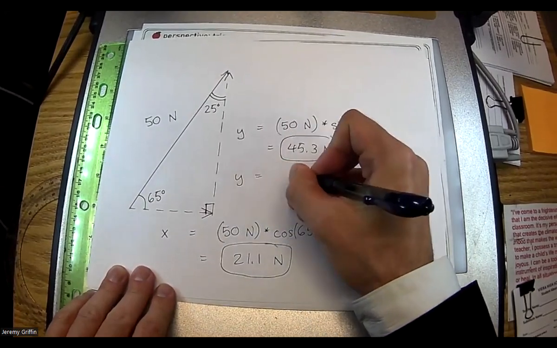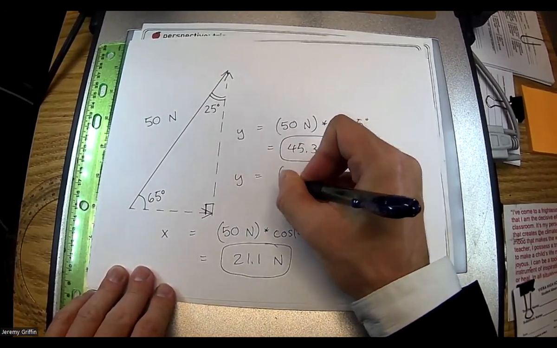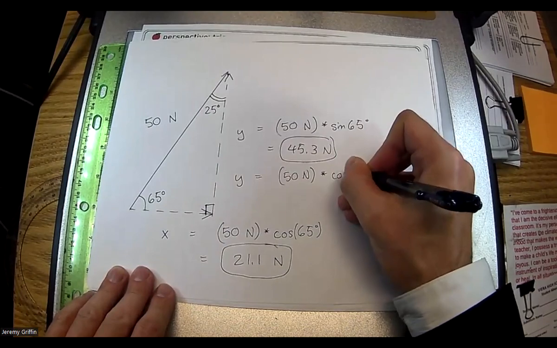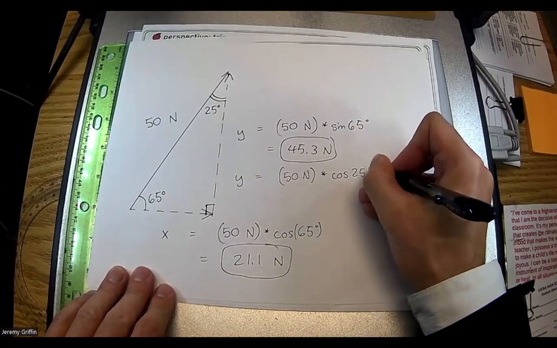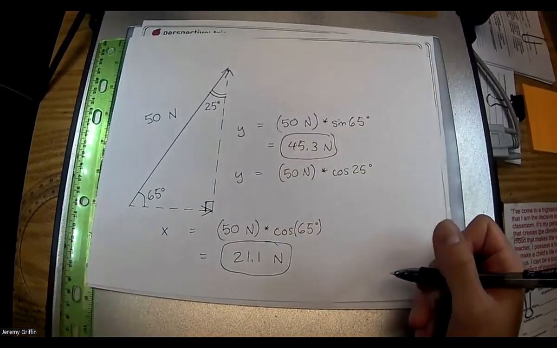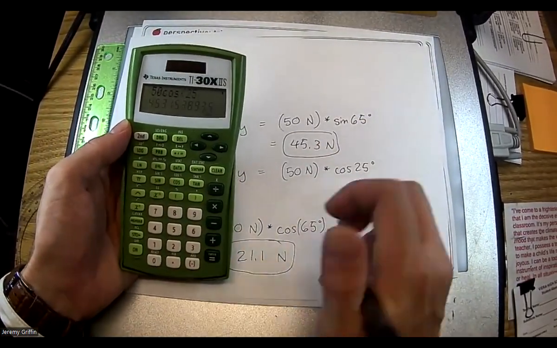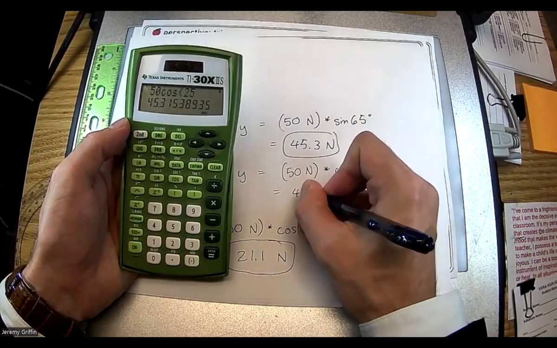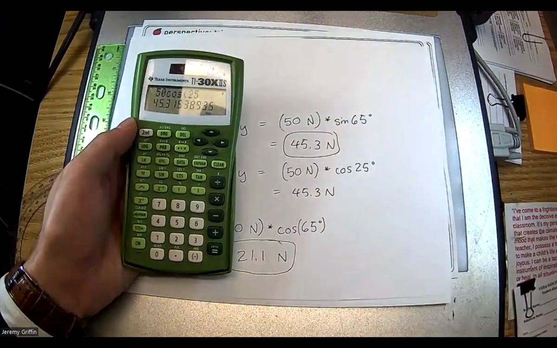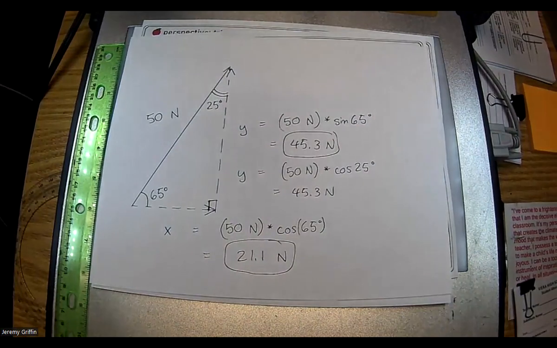Hey, could I do this? Could I say y is equal to 50 newtons times cosine of 25 degrees? Is that the same thing? Adjacent to 25 degrees? Let's find out. 50 cosine 25. Oh, look at that. It's the same thing. You see it? So you can navigate your way around the triangle.